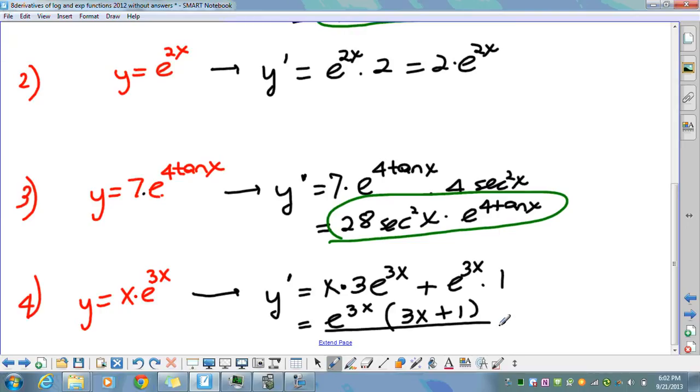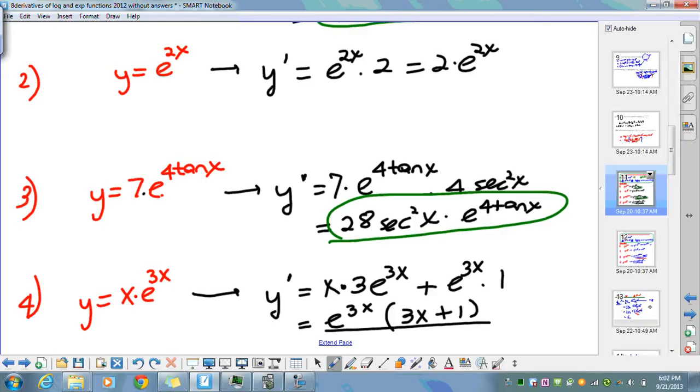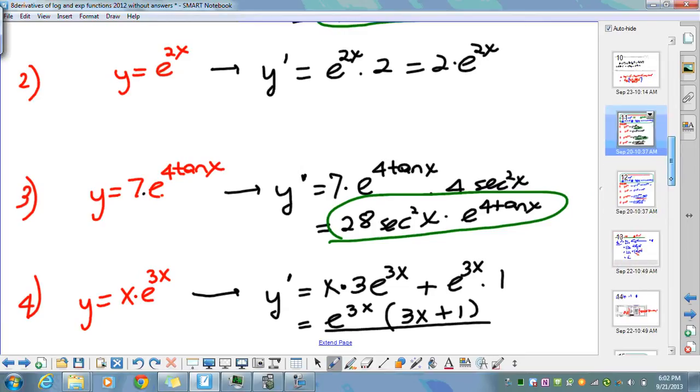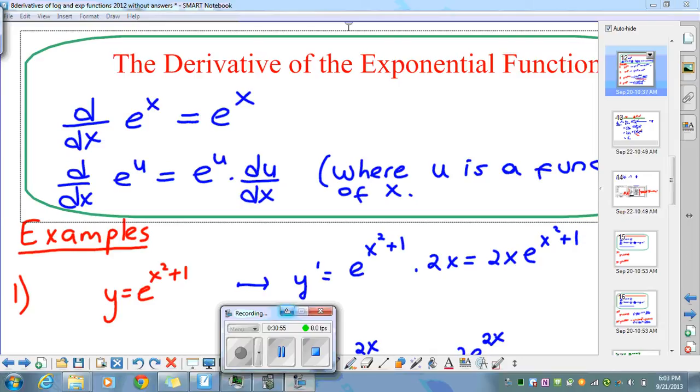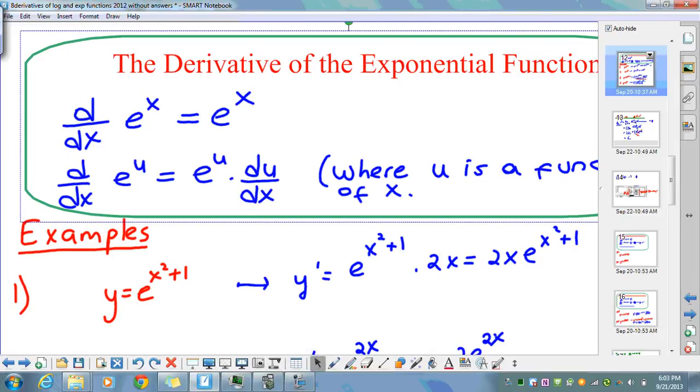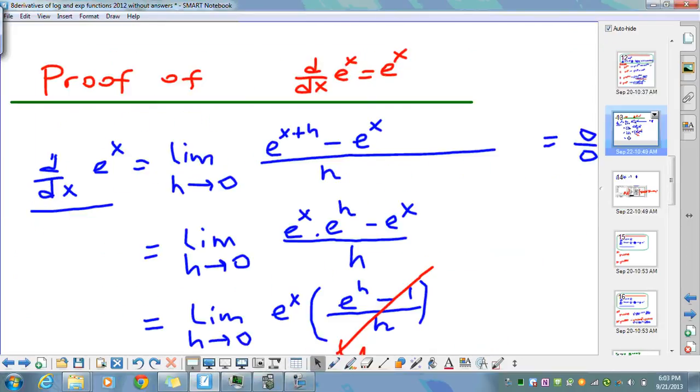Okay, and next we're going to take a look at the derivative of the natural log function. But before we do that, I'd like to take a quick look at the proof of the derivative of e to the x, because here I gave you guys a very important rule. But first I want to do some examples. Now that we've done that, I'd like to give you some explanation behind where this rule comes from. Why is the derivative of e to the x equal to e to the x?